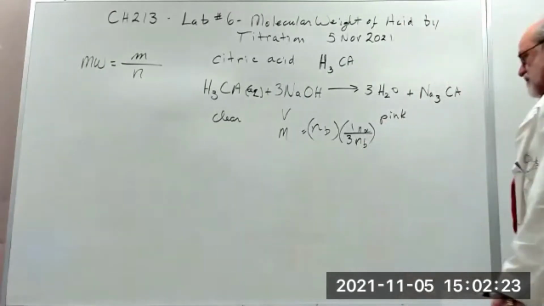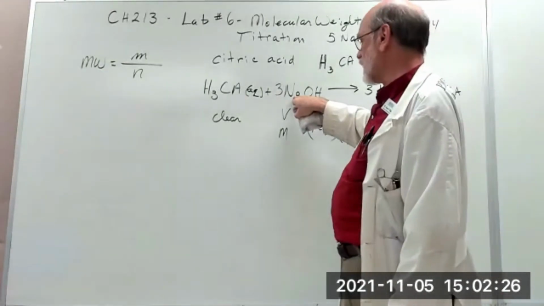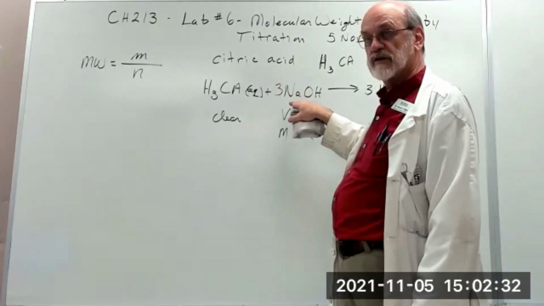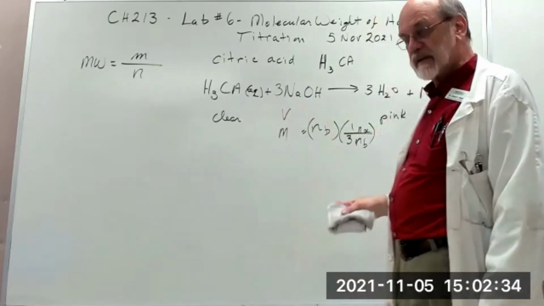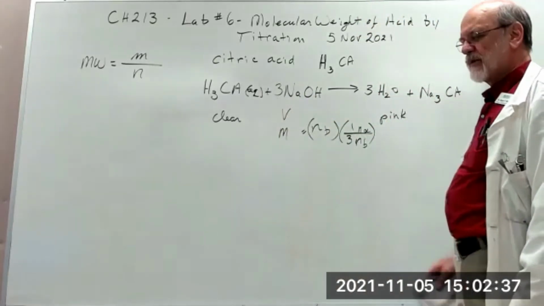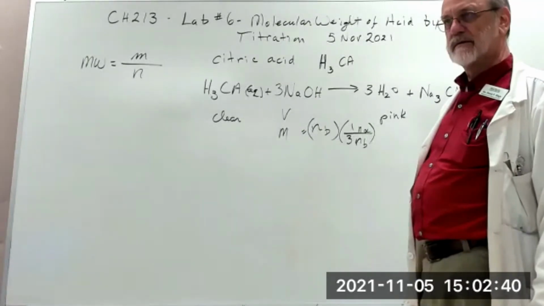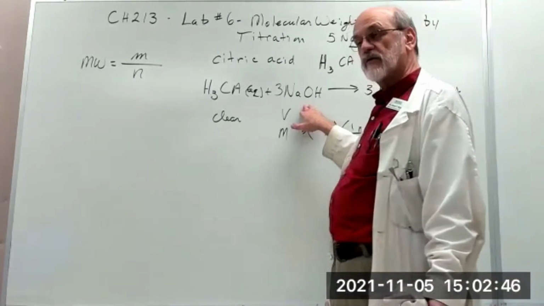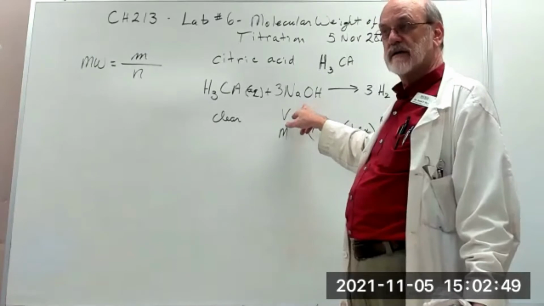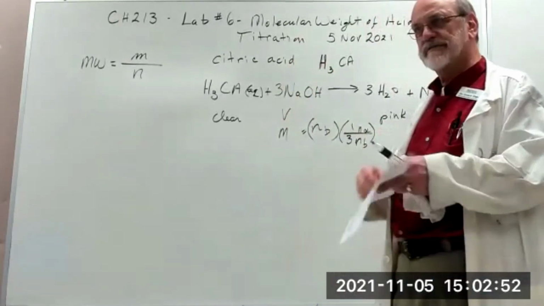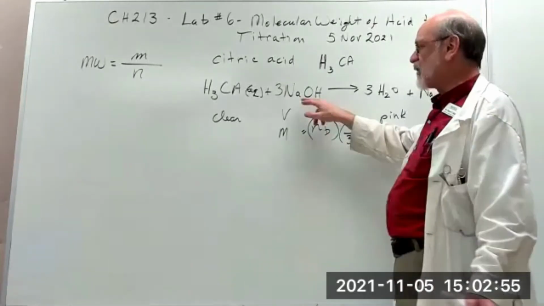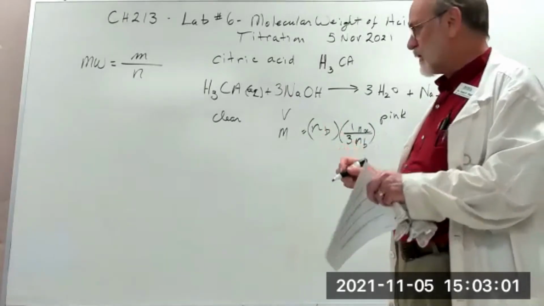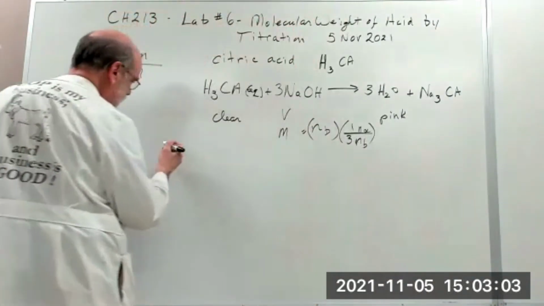The trick is we need to know the concentration of this sodium hydroxide to at least 3 decimal places. It needs to be accurate. The problem with sodium hydroxide is it's not stable. The solution is not stable over time. What tends to happen is sodium hydroxide reacts with carbon dioxide in the air and makes sodium carbonate, and it just precipitates. So we need to standardize our sodium hydroxide. We need to know its concentration. And we're going to do that by titrating sodium hydroxide with acetic acid.